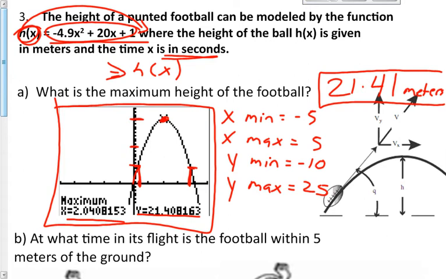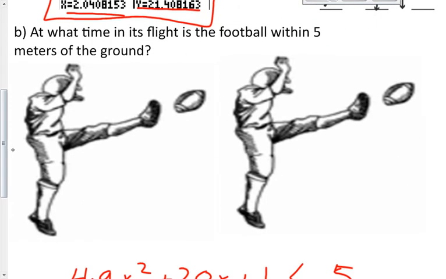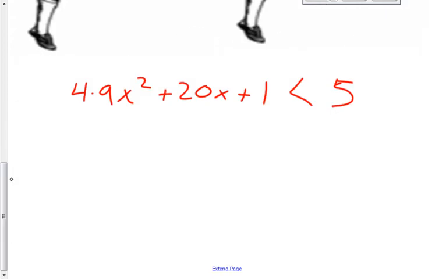Or when is this greater than a height, or less than, either one, of a height of, we're going to say, 5 meters. So if I want to say at what time in its flight is the football within 5 meters, I want to know when is it less than 5 meters of the ground.